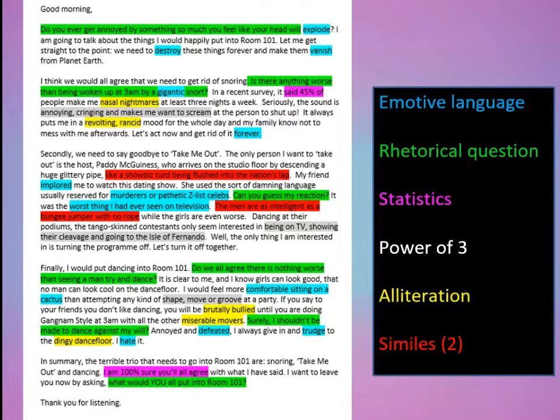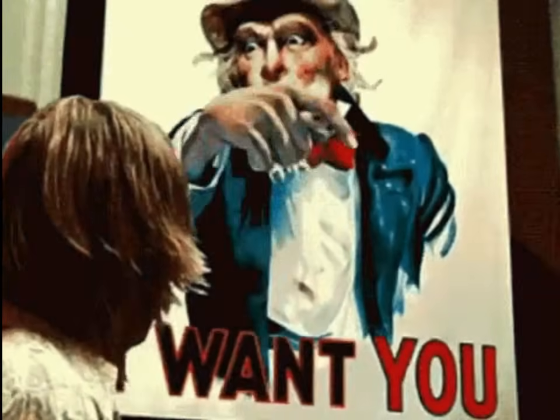And I've got "the men are as intelligent as a bungee jumper with no rope." So all of these things are going to up your grades. These are written under the mark scheme as stylistic devices. So if you want to get top marks, you've got to use stylistic devices. So this is DAFOREST. So you've got to make sure there's no point learning all these writing techniques and not using them. Please make sure you use them in the exam.